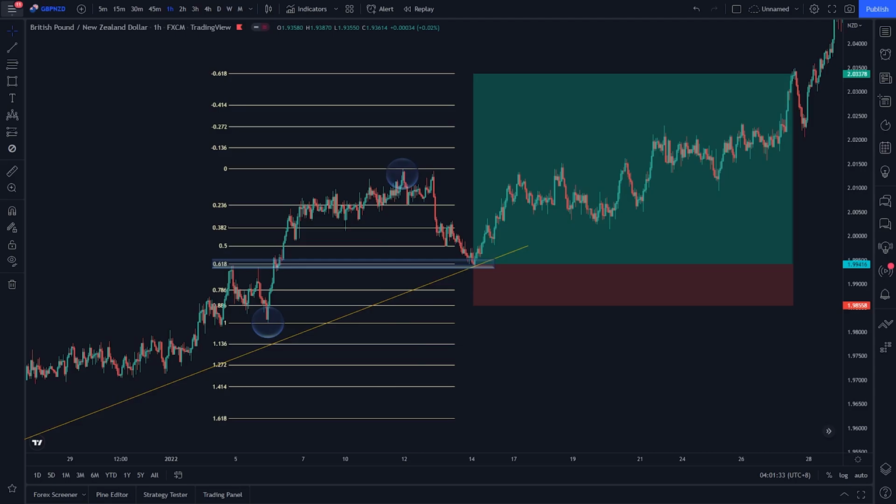Now let's see how many confirmations we have. The first confirmation is the trend line. The second confirmation is the support and resistance. The third confirmation is the Fibonacci retracement 0.618. And the fourth confirmation is the market in a mature uptrend. For this trade our stop loss is set at 2 levels below 0.618. As we can see, this is a very lucky trade.